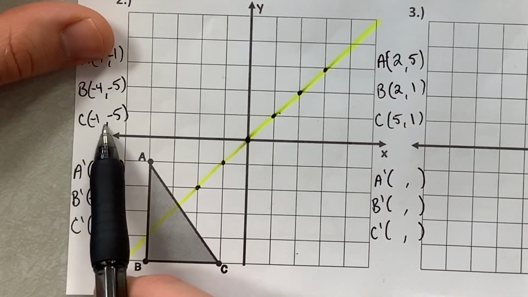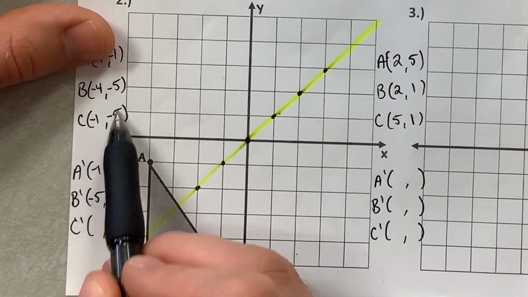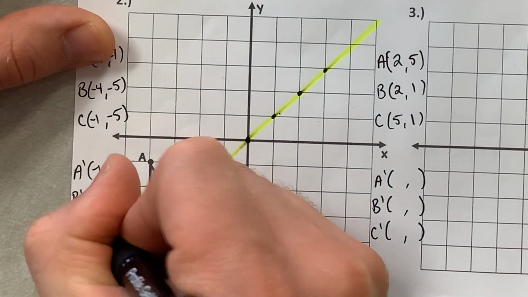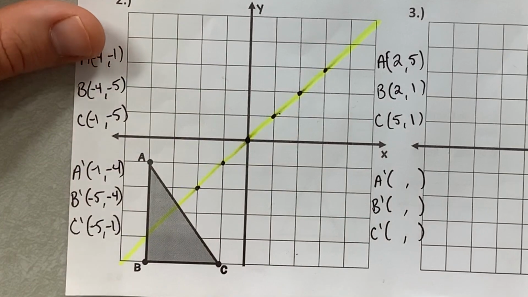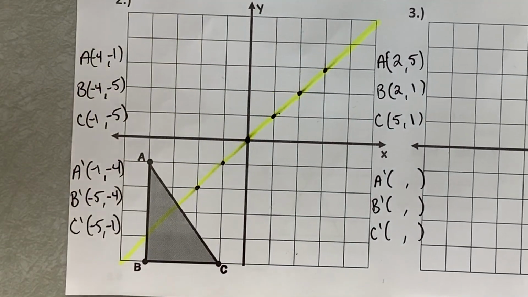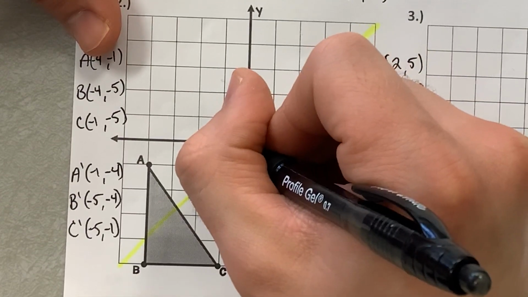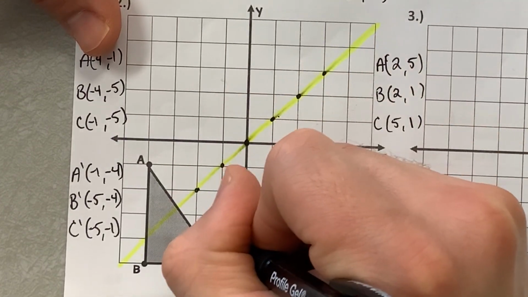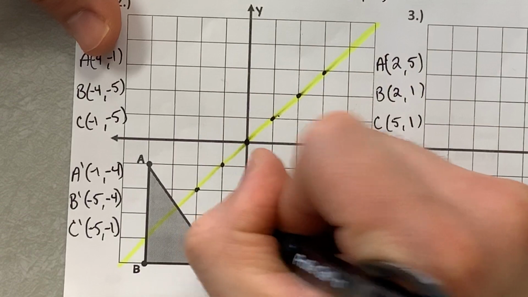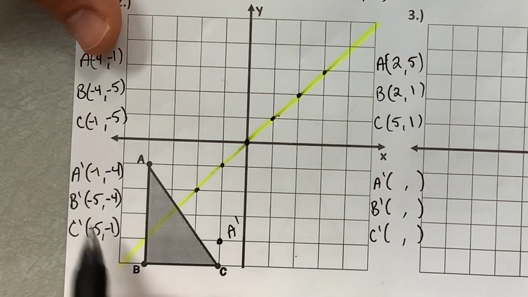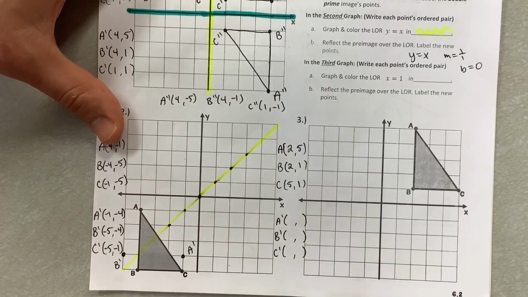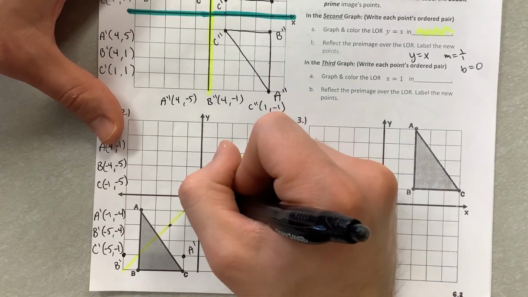C, (-5, -1), that's going to be (-1, -5). And now I can plot my points. So I'm going to plot my A prime. (-1, -4). 1, 2, 3, 4. Here is A prime. B prime. And then C prime is C prime.